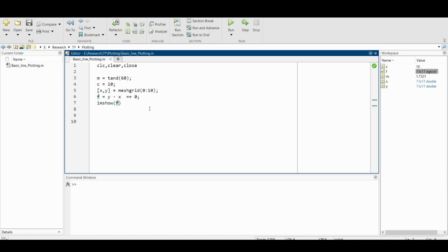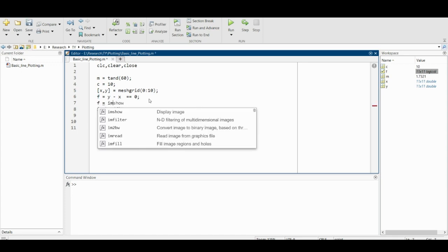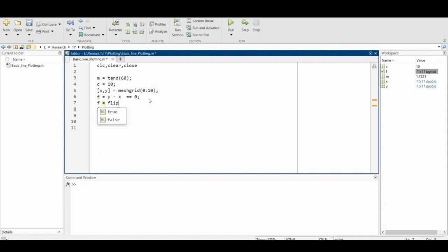Okay, this is your image. It's going downward, because in images the top left is the origin, and in the actual Cartesian coordinate system it's the bottom left. In order to get that, I just have to flip the image. I think flip is equal to f comma 1.